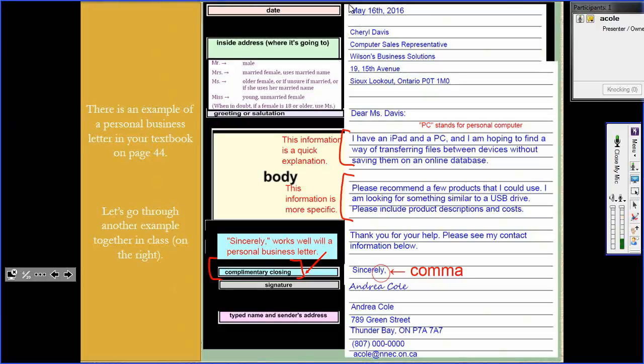It is possible to have the date placed on the right. There are letters that are written that way, but just to try to keep it all the same for everybody that submits this assignment, let's keep everything on the left. So you notice you start off with the date, whatever the date is, and I have May 16th, 2016. And then you have something called an inside address. So you put where it's going to.